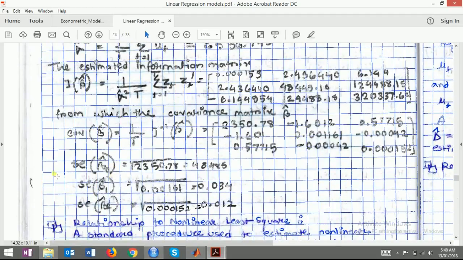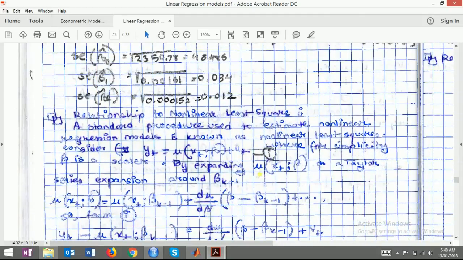You have the covariance. The standard error is the root of the covariance: the standard errors of beta naught, c, beta 1, beta 2. So these are the standard errors located. Very simple. So now, the relationship to nonlinear least squares.